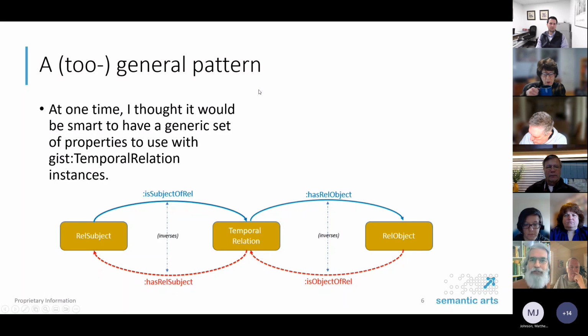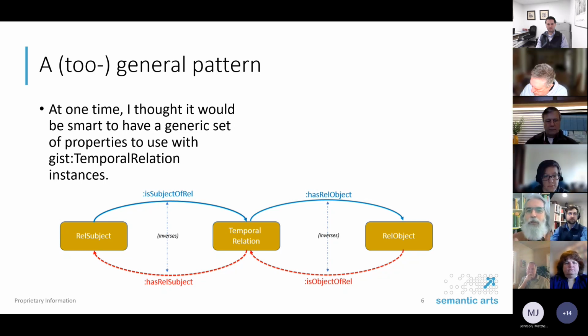So when it comes to actually using the temporal relation class, at one time I thought it would be really smart for me to create some generic properties that I could use over and over again with the temporal relation, and thereby avoid adding extra properties into my ontology, which, adding a lot of properties is something we try to avoid in our Semantic Arts modeling style. And so I thought I would be very clever and come up with these very generic relationships that I could use over and over again. And you can see those here.